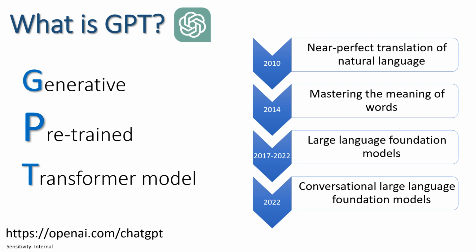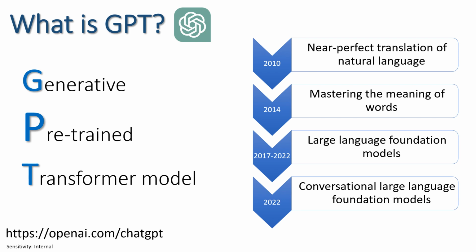The P stands for pre-trained. When it was first released, ChatGPT had a type of model called GPT-3, which was trained on a data set of text from the internet, which is rumored to be in the order of around 300 billion words.